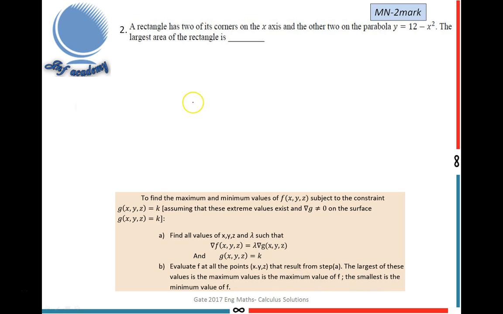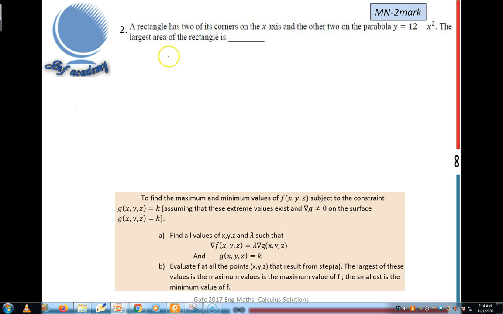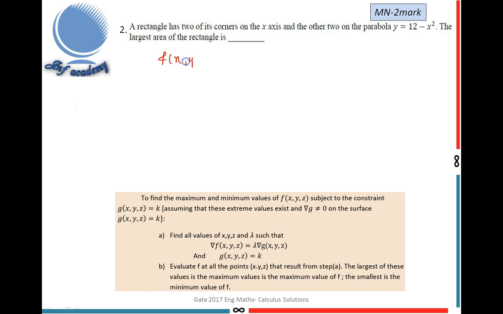So first I take the function f as the area of the rectangle, because I have to find the largest area of the rectangle. f of x comma y equal to the area of the rectangle, x into y. One side is x and the other side is y. Next, the constraint is the parabola y equal to 12 minus x square, so x square plus y equal to 12. g of x comma y equal to x square plus y.